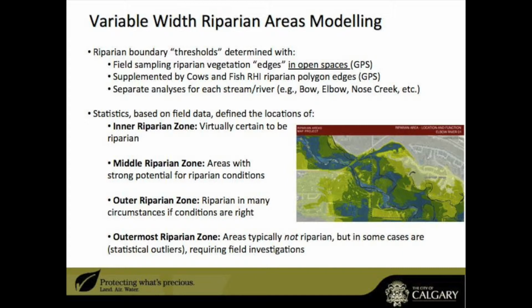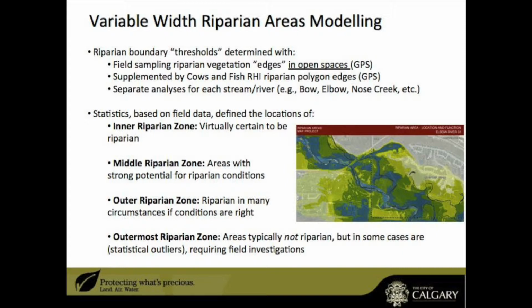We also supplemented that with another GPS data source from the Cows and Fish riparian polygon edges, also collected in the field. And we did a separate analysis for each stream and river because we didn't want to pool all the data together. So for each river, we did separate statistics. And those statistics, based on the field data, helped to define the locations of, we used kind of a 4-zone approach. So the inner riparian zone, which is virtually certain to be riparian, and that's the blue that you see in that little map on the side.